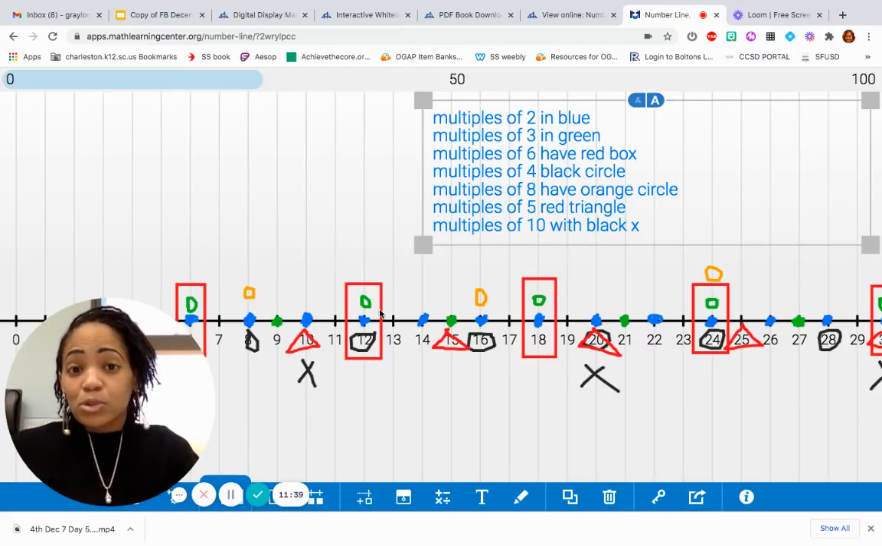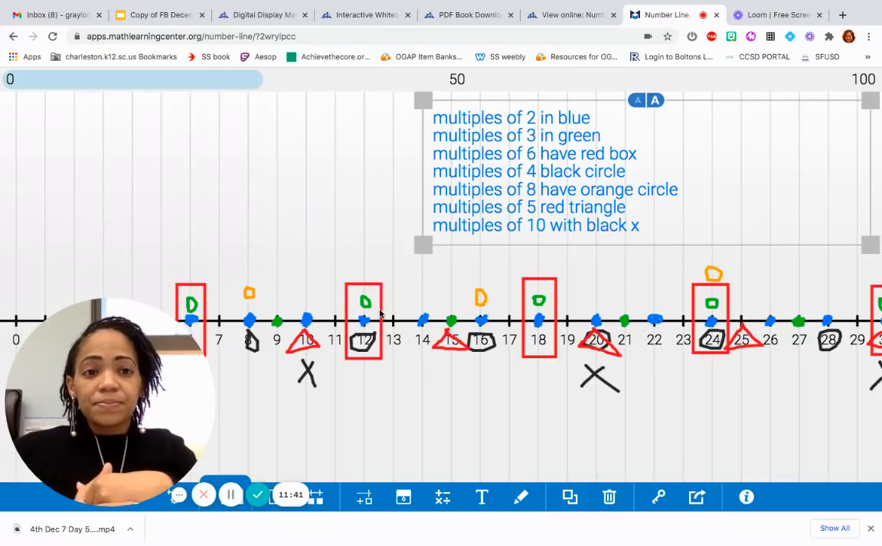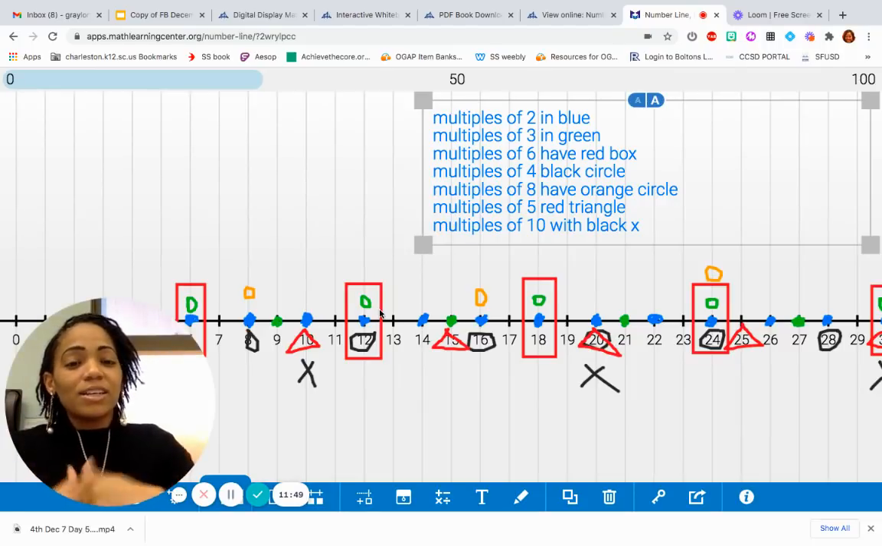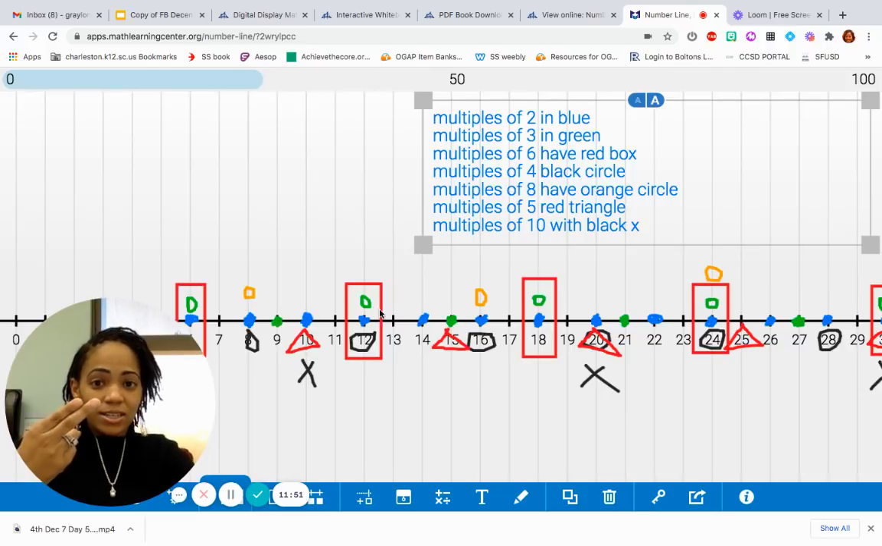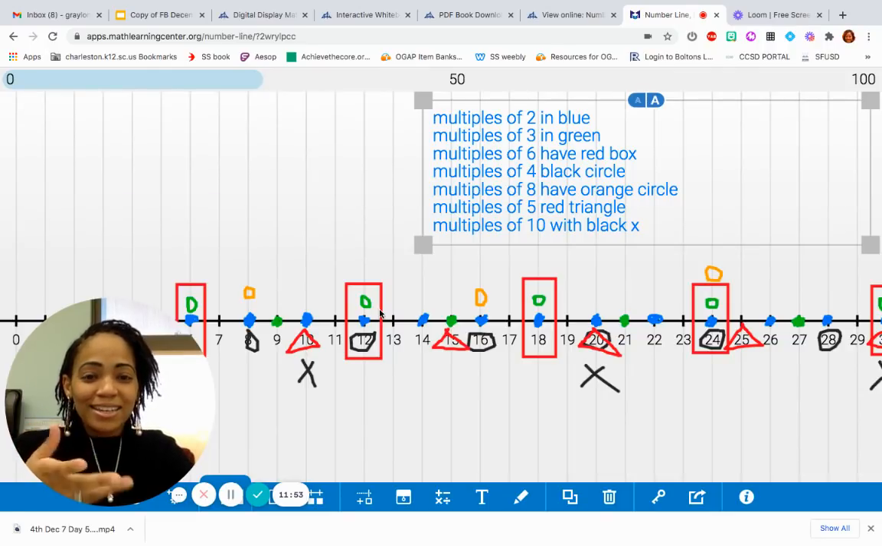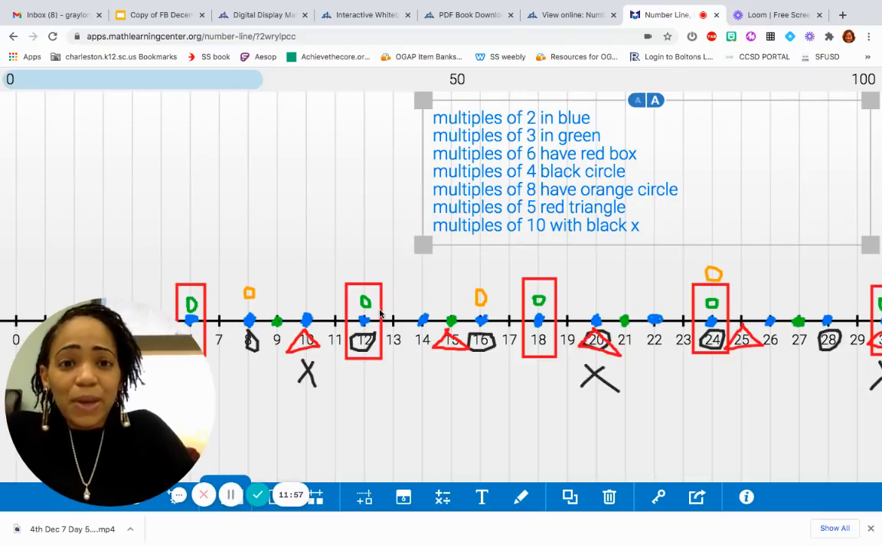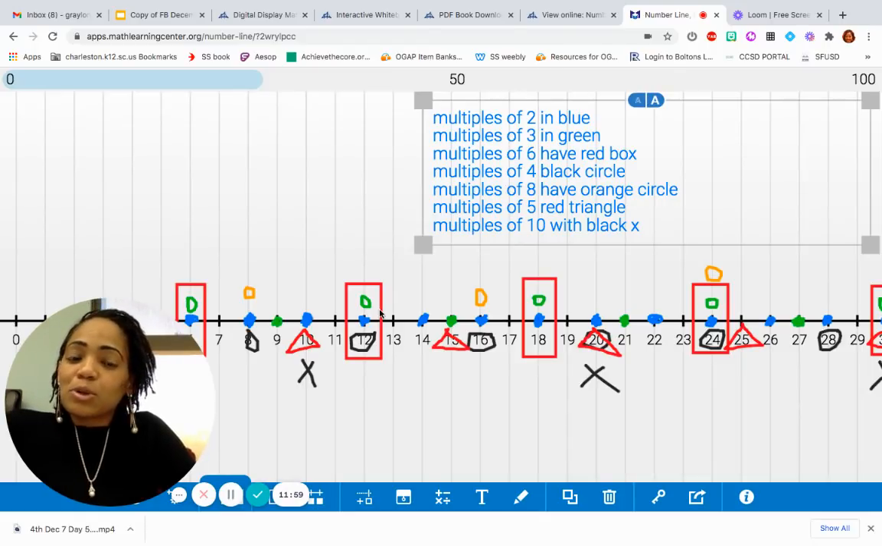So what do you think a multiple of 7 is? Yeah, you can count by 7s, or at least the first few 7s. Let's start. 7, 14, 21. So we can at least maybe get to 21. Okay, so do you think that some of the multiples of 7 are already going to be marked? And if so, which ones?